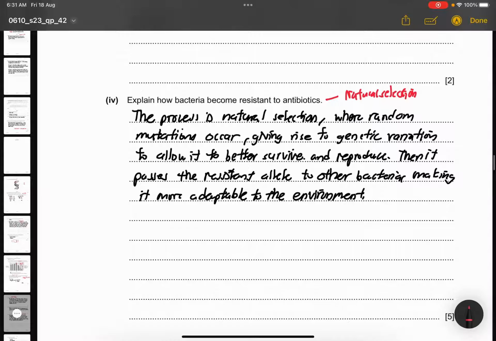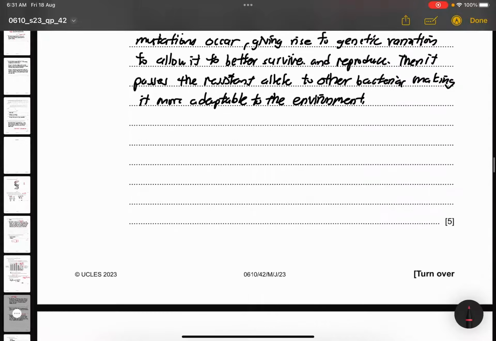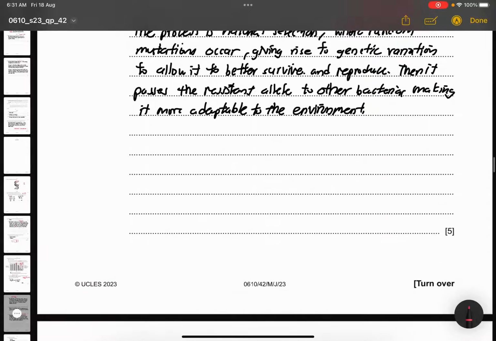So how you explain is that this process is by natural selection, where random mutation occurs in some bacteria, giving rise to genetic variation to allow it to better survive and reproduce. Then those surviving bacteria pass on their resistant allele to other bacteria, making it more adaptable to the environment. Okay, this is 5 marks.